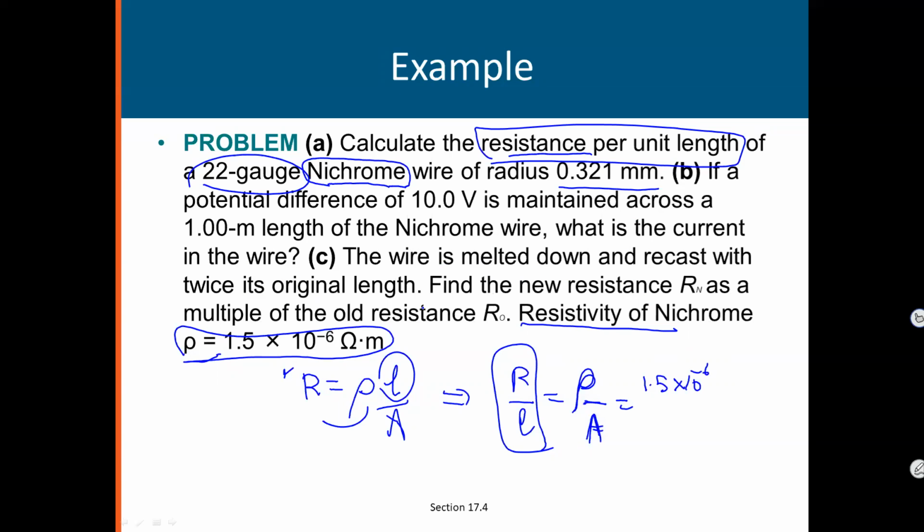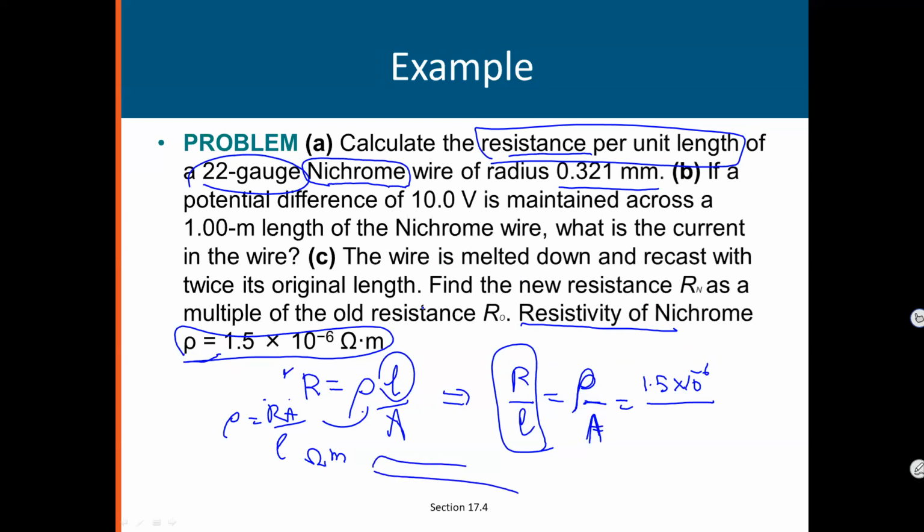The unit of the resistivity, I didn't talk about it. You'll find that rho is equal to RA over L. If you substitute the units, you can see the SI unit for resistivity will be ohm meter. Resistance unit is ohm, SI unit, but resistivity unit is ohm meter. So you substitute for resistivity and the area, okay?